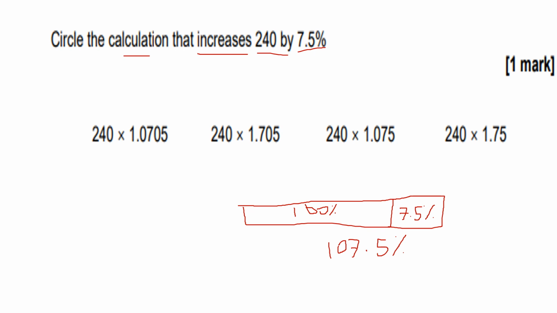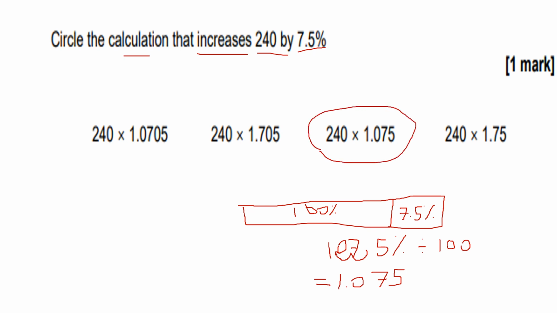So percentage to a decimal, I divide it by 100. So the decimal point moves 2 places to the left. So being very careful here, 1, then 2. So the answer is 1.075. So I'm timesing 240 by 1.075.